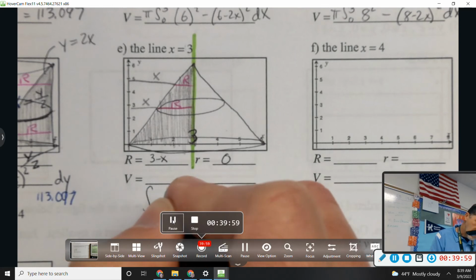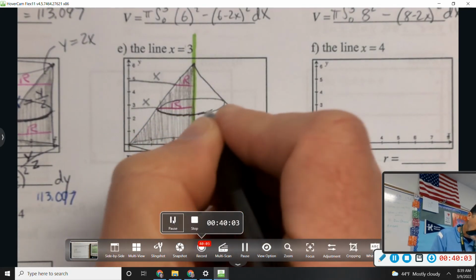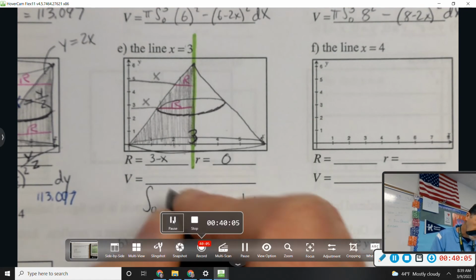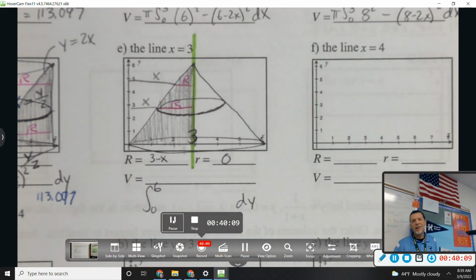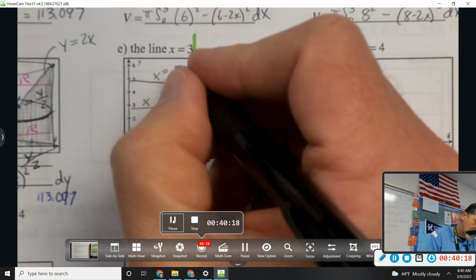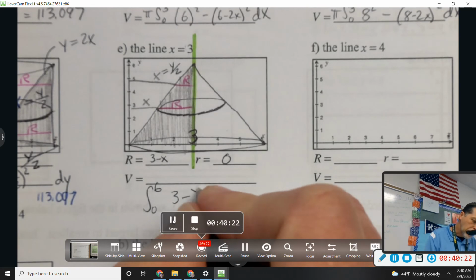Oh, I'm taking dy slices again. So 0 to 6 dy. That means 3 minus x isn't good enough. It's not really wrong, it's just not good enough yet. Because what did we say x was equal to? Y over 2. So 3 minus y over 2 squared with a pi.